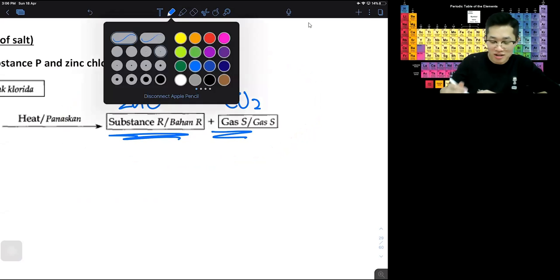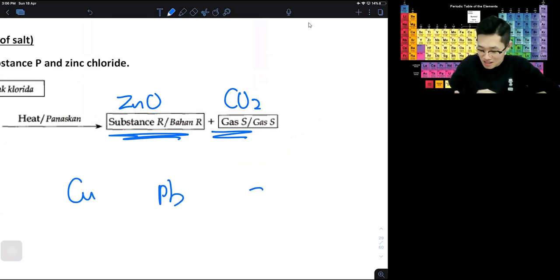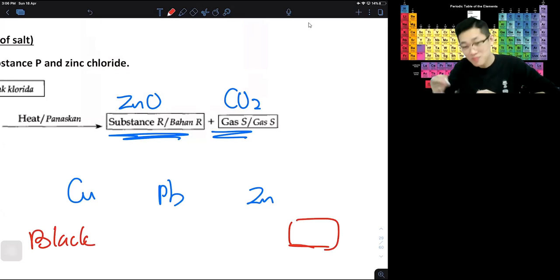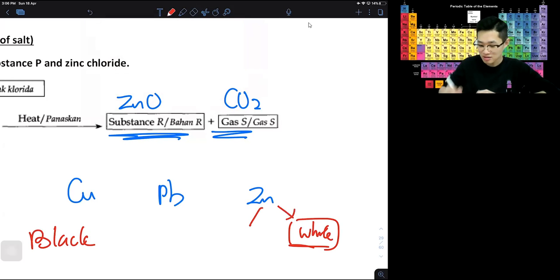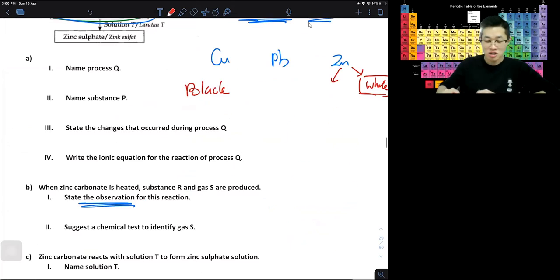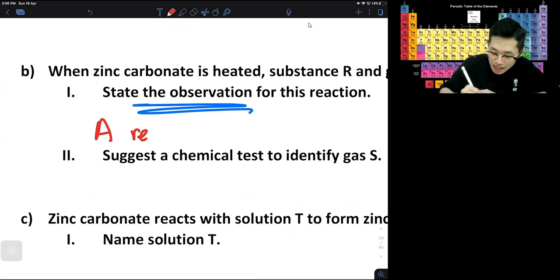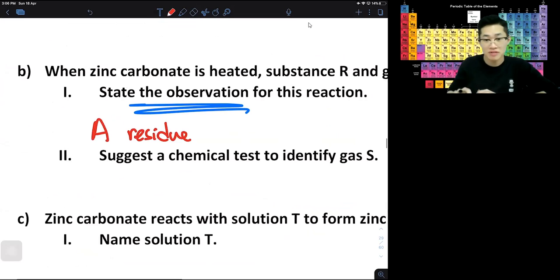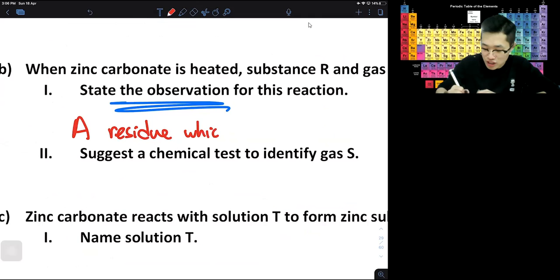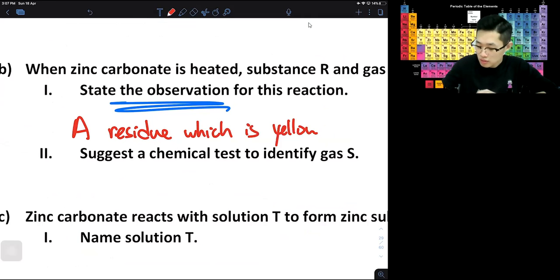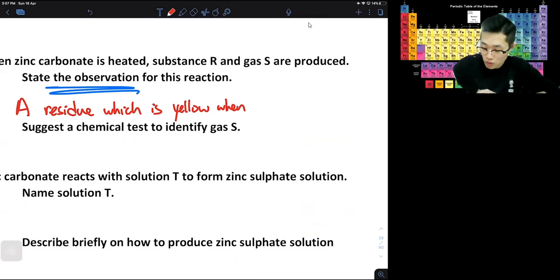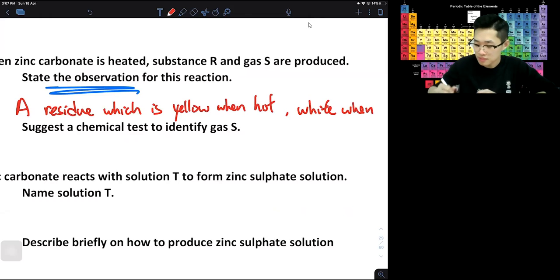ZnO. You do like that: Cu, Pb, Zn. Darkest color, black, and then this is white. Got 2 colors, right? White and yellow. So you must write a residue, or you can write a solid also, a residue or a solid, which is yellow when hot, white when cold. It's formed, it's produced.